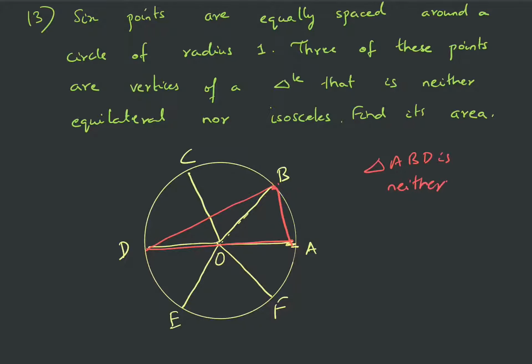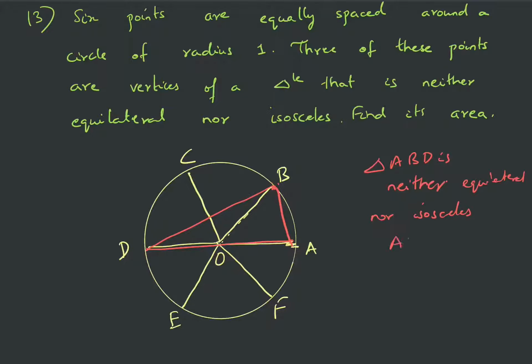There are many more triangles like this. You can take this one, this one, this one. All of those will have equal area. So triangle ABD is neither equilateral nor isosceles, and this is our required triangle.